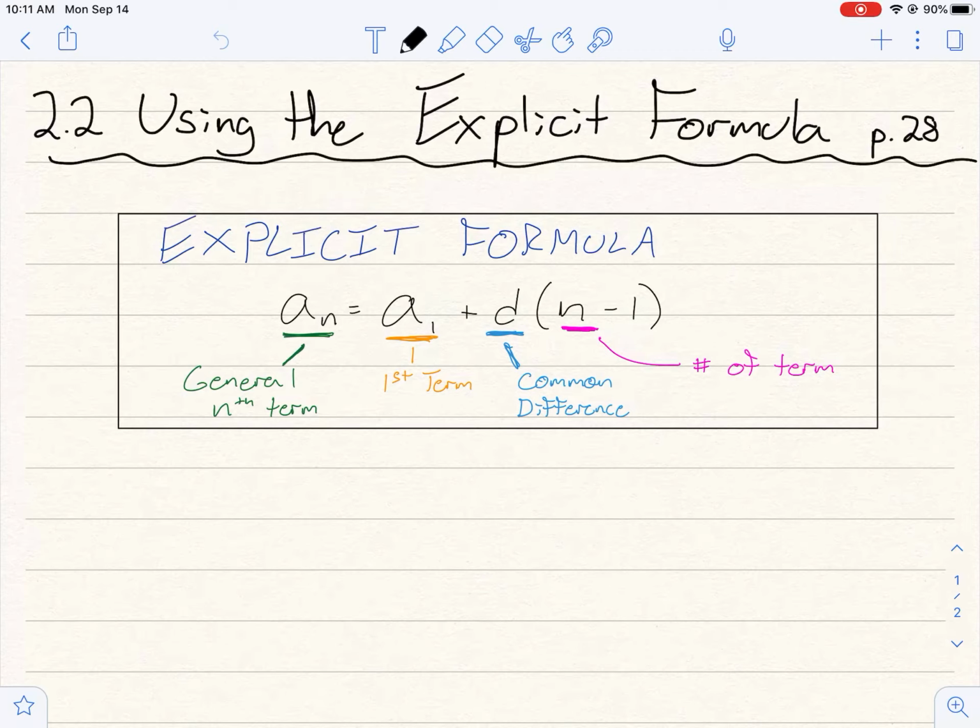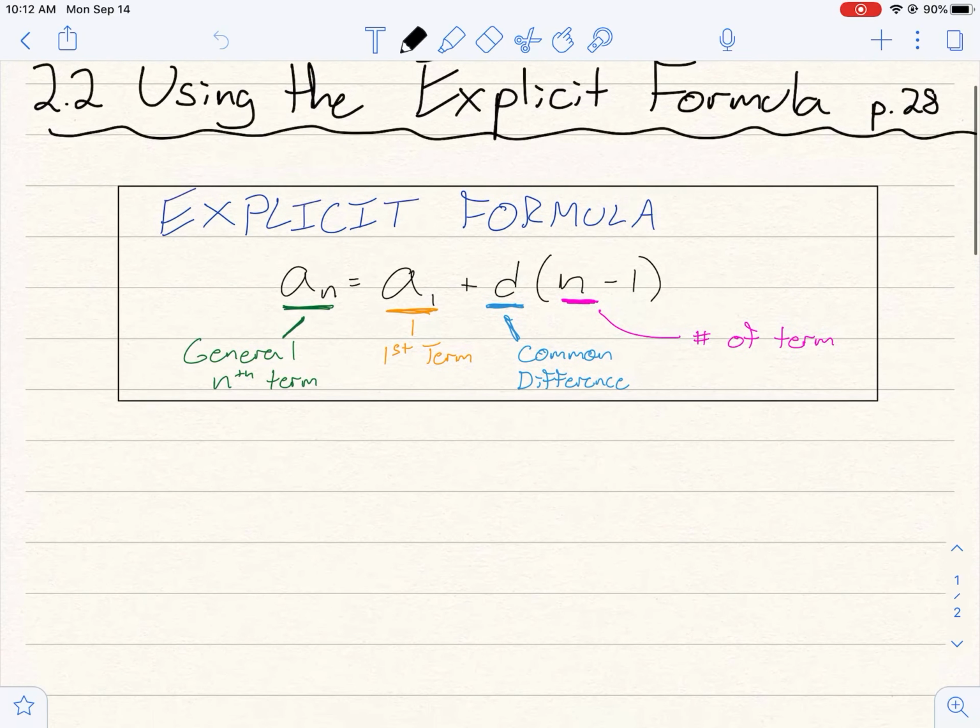Now a sub n is just the notation that we use for whatever general nth term we are looking for. So if I was using the explicit formula to find the 105th term, it would be a sub 105, and we'll get more into that. A1 is your first term, d is your common difference, so that's what you're going up or down by each time, and n is the number of terms that you're dealing with.